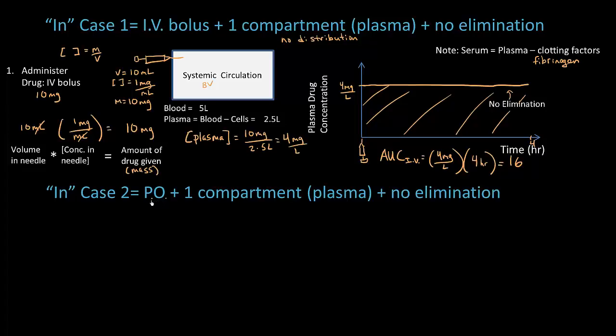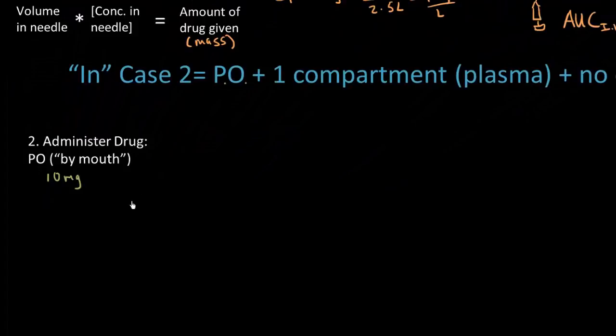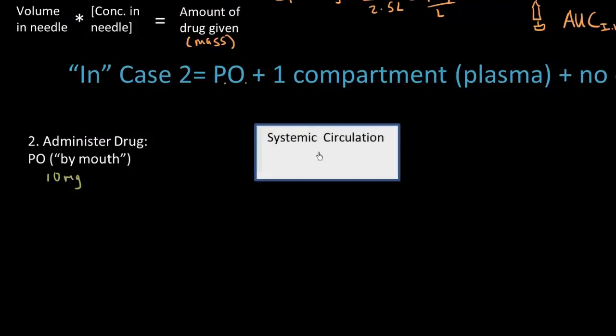And so another way you can think of this is per oral, or by mouth. It's still going into one compartment, no distribution, and again we assume no elimination. So we start off by administering this drug. We give 10 milligrams by mouth, and we want to get this drug into our systemic circulation. But unlike before, where we could inject it directly into the systemic circulation, we have to swallow the pill.